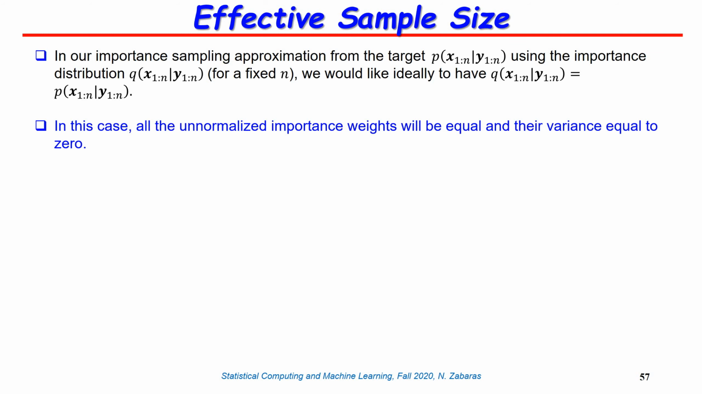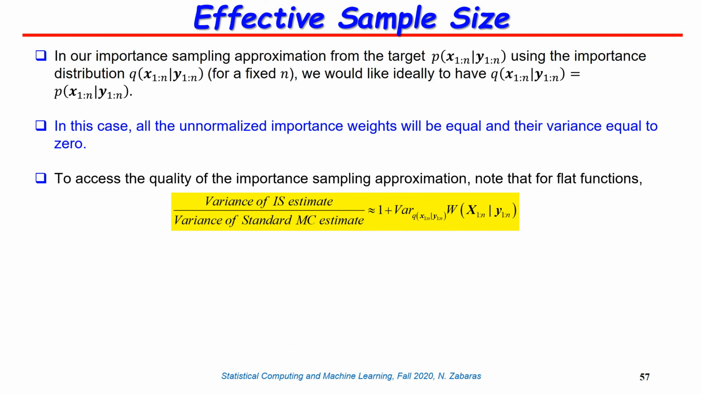And you can show that for functions that are flat, and I'm not going to prove this, the variance of the importance sampling estimate divided by the variance of the standard Monte Carlo estimate is 1 plus the variance under the distribution Q of the normalized weights W. Okay? So again, the variance of the importance sampling estimates is 1 plus the variance of capital W under Q times the variance of standard Monte Carlo methods.